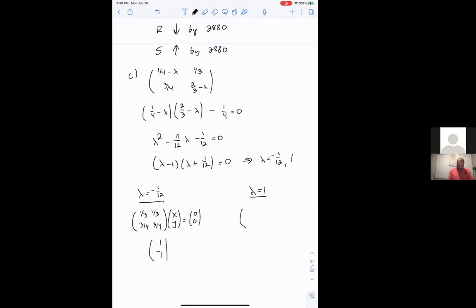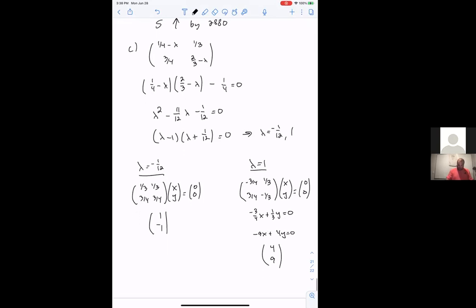And lambda equals 1. 1/4 minus 1 is negative 3/4, 1/3, 3/4, negative 1/3. Acting on x, y gives me 0, 0. Negative 3/4 x plus 1/3 y is equal to 0. Multiply top and bottom by 12. Okay, so if you multiply by 12, you get negative 9x plus 4y is equal to 0. And that gives me 4, 9.